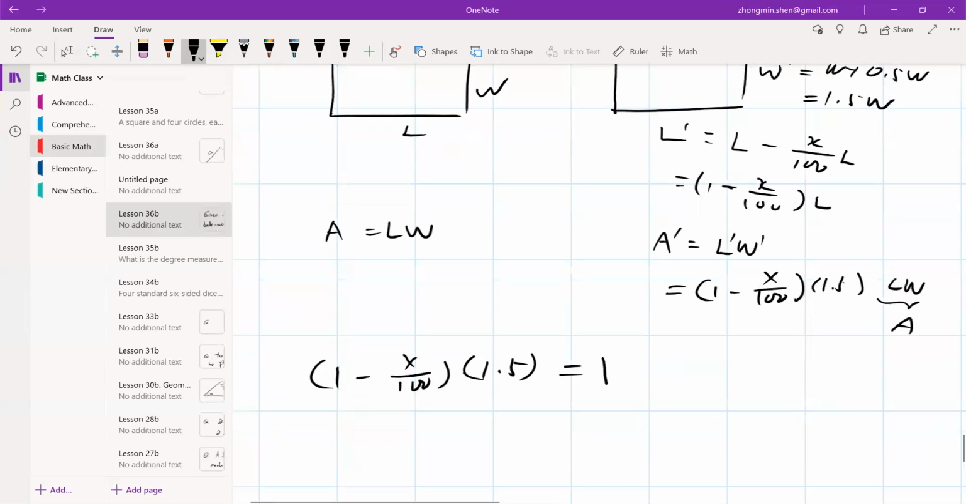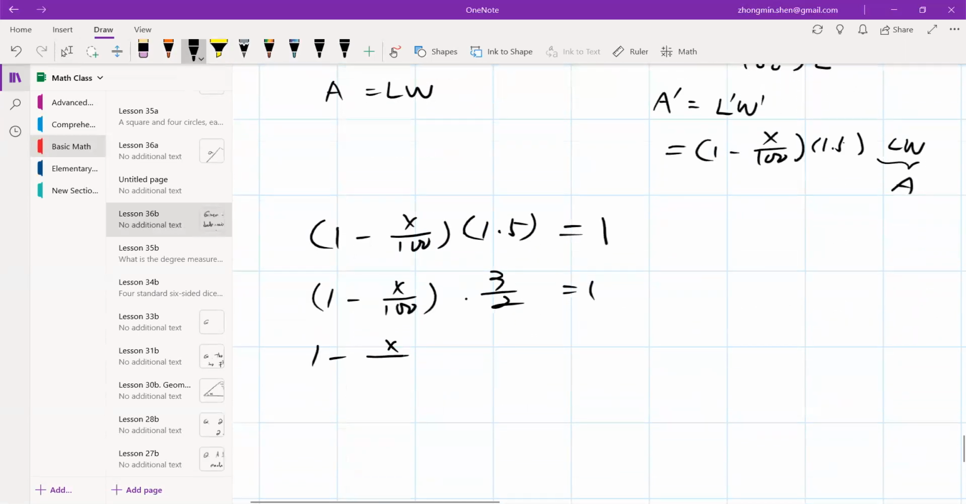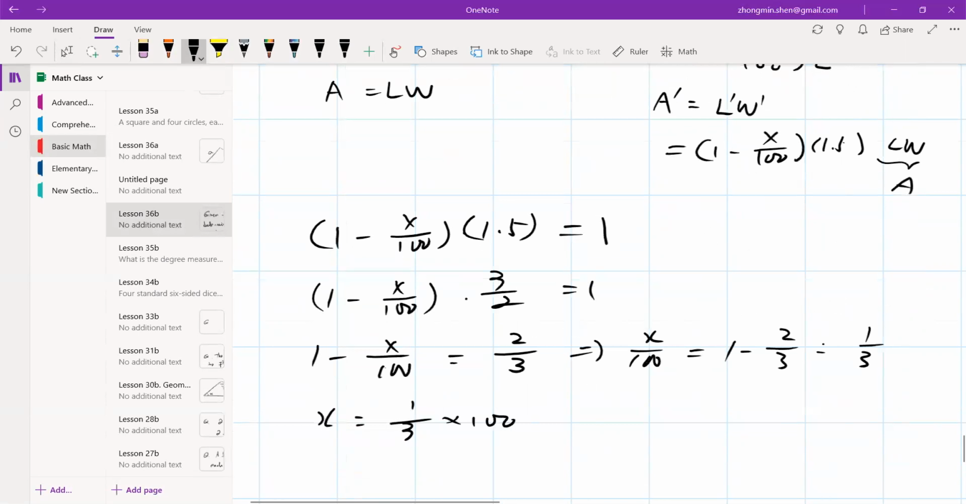Then you solve the equation. Okay? So how do you solve the equation? Well, 1.5 is 3 over 2. Use the fraction, it's better. So (3 over 2) times (1 minus X over 100) equals 1. So 1 minus X over 100 equals 2 over 3. Then X over 100 equals 1 minus 2 over 3. It's 1/3. Then X equals 1/3 times 100.